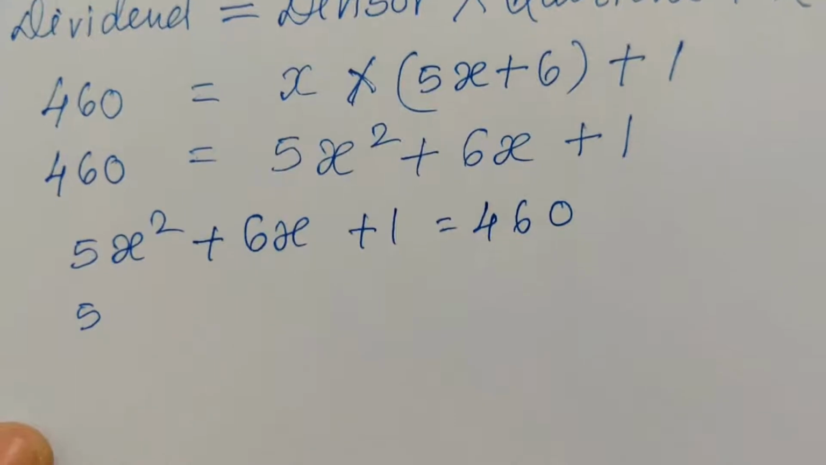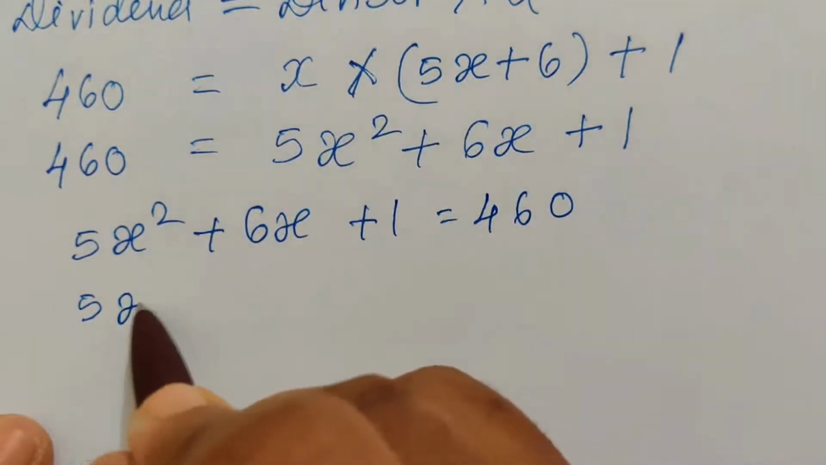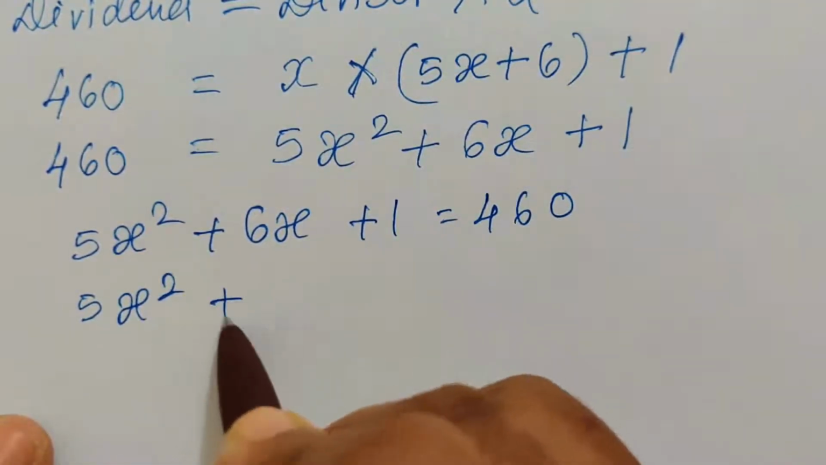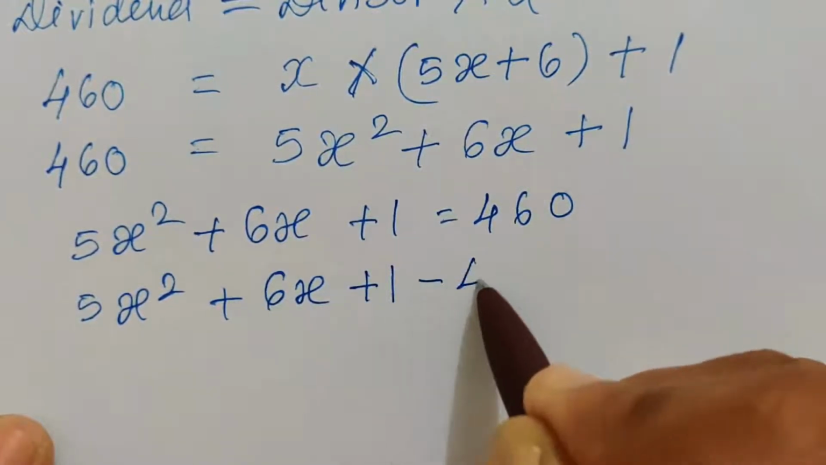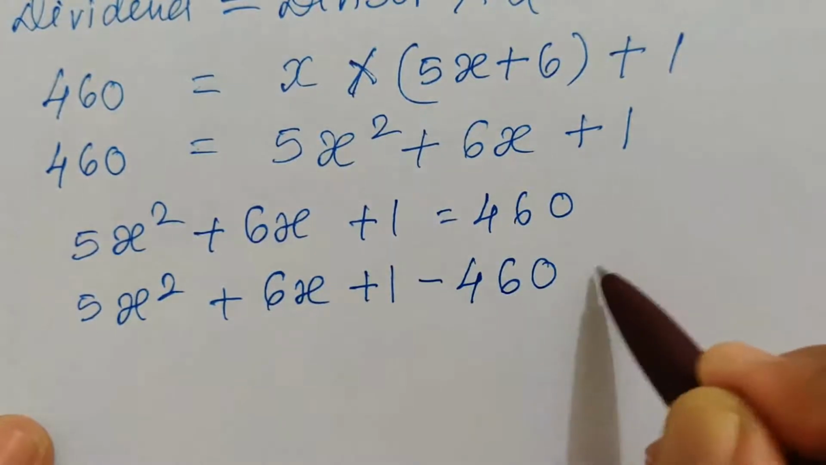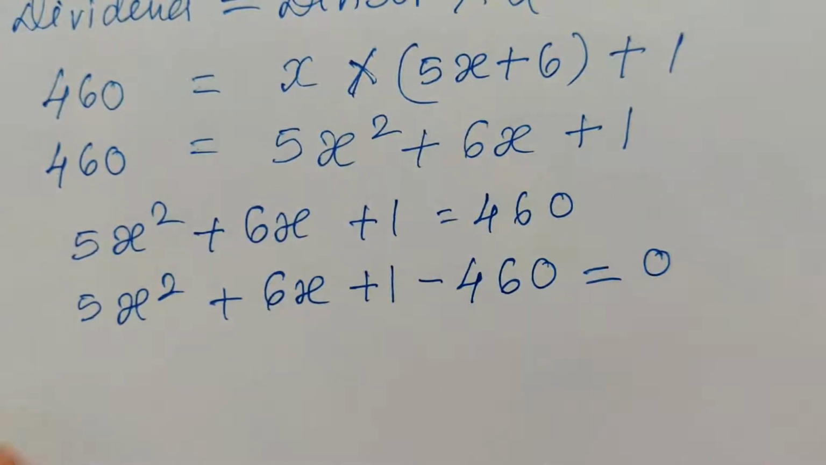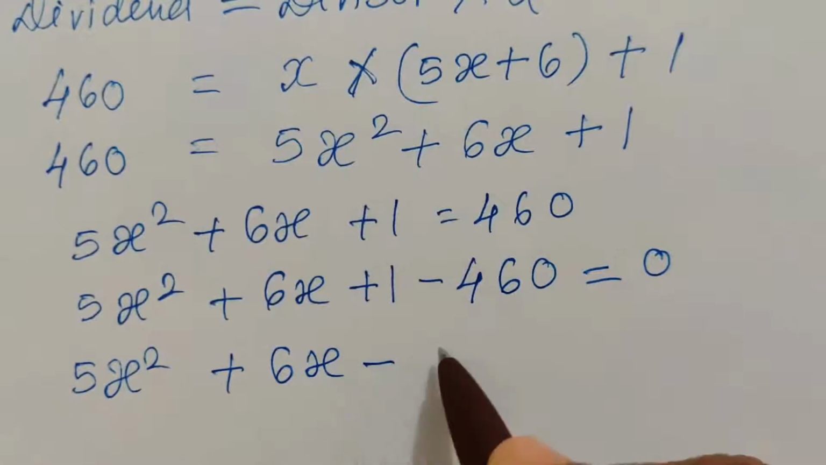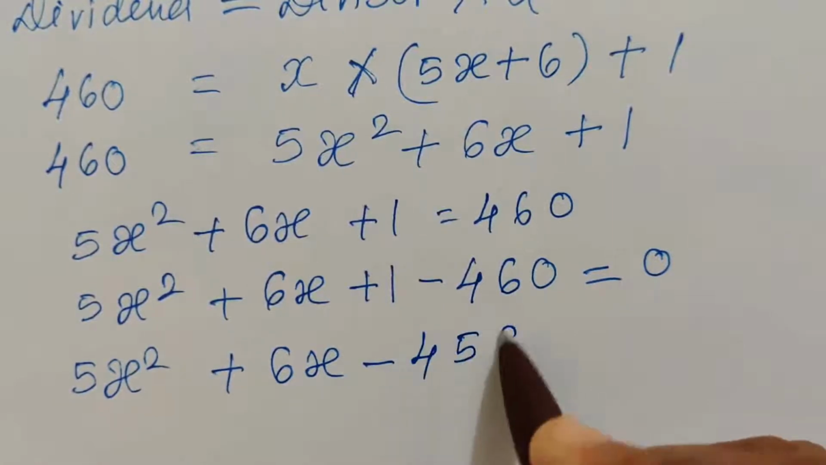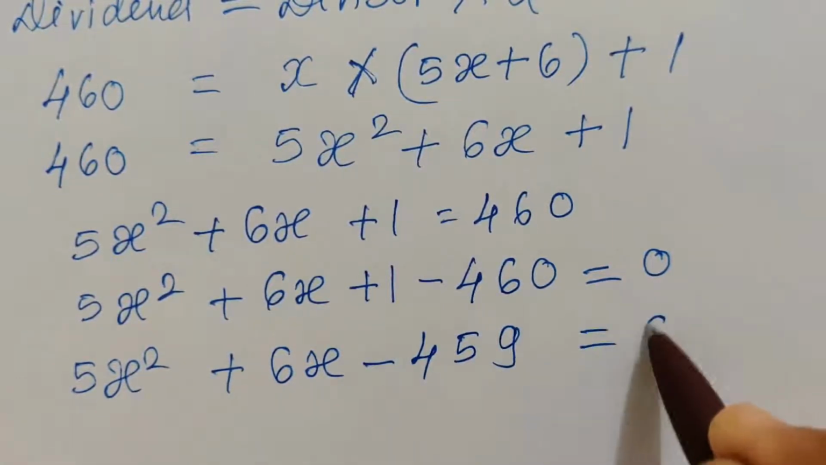So the next step is to write it in the standard form. So 5x square plus 6x plus 1 minus 460 equal to 0. So plus, minus, minus, the bigger number's sign. So you will get 5x square plus 6x minus 459 equal to 0.